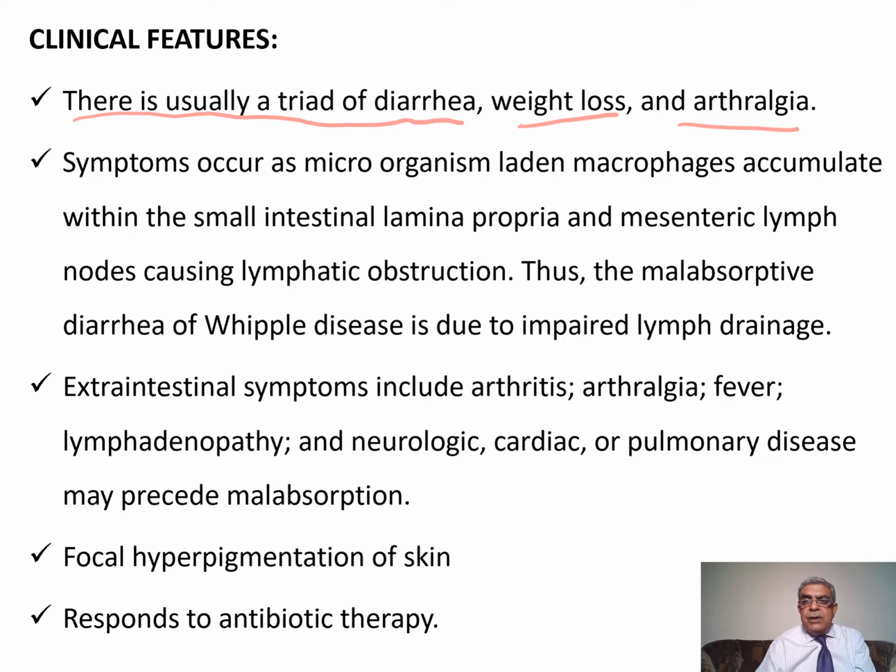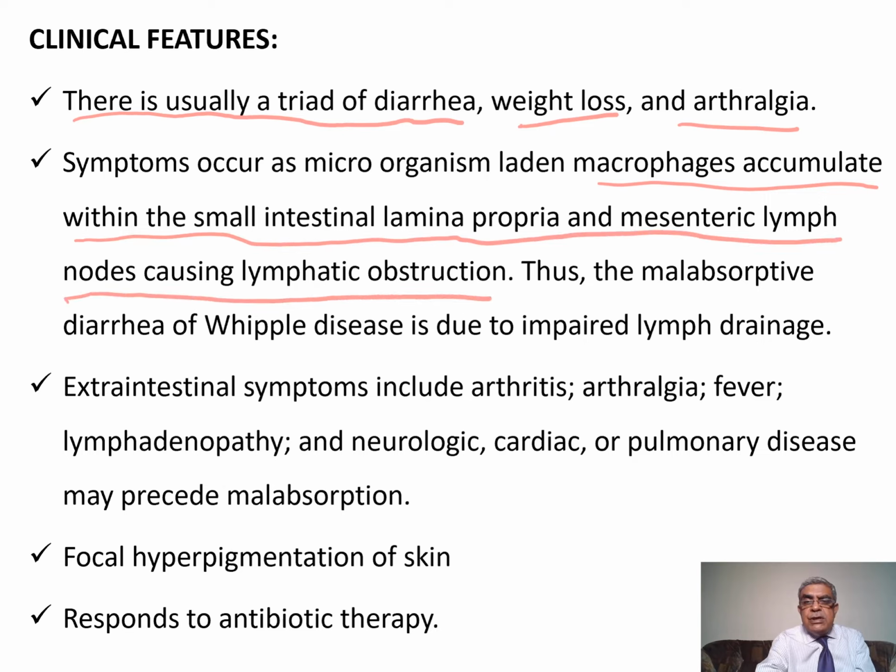Symptoms occur as microorganism-laden macrophages accumulate within the small intestinal lamina propria and mesenteric lymph nodes, causing lymphatic obstruction. With the result, the malabsorption diarrhea of Whipple disease is due to impaired lymphatic drainage. The diarrhea which is produced is due to impaired lymph drainage.